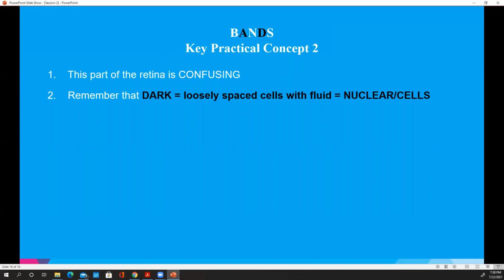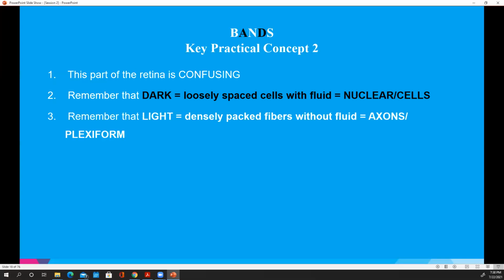Well, what does that mean in the retina? It means nuclear or cells. Instead of just saying dark, it's nuclear or cells. But then let's talk about light. Well, why are those light?